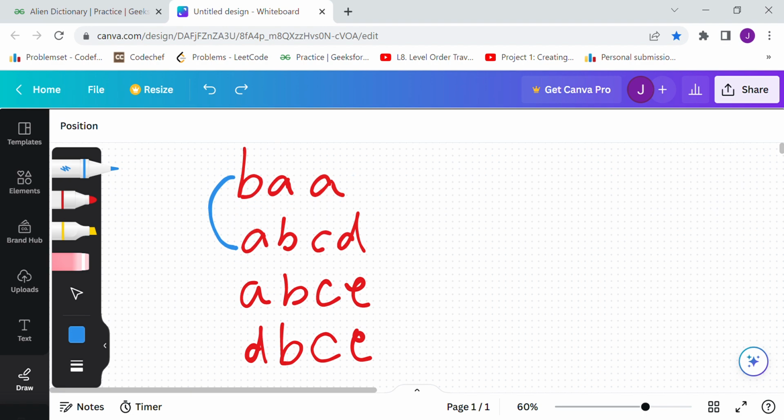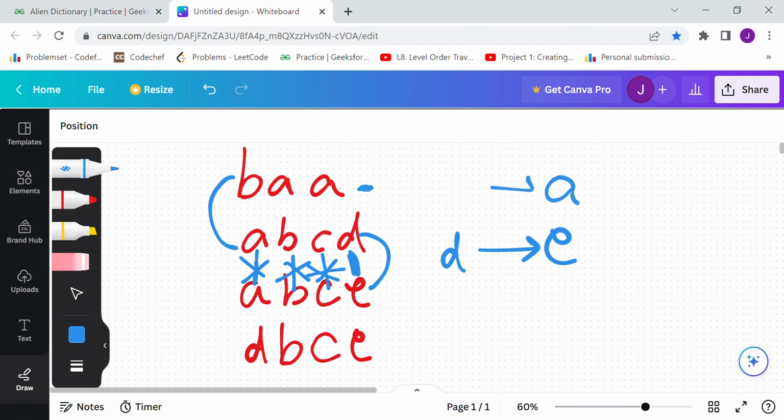Then if we compare ABCD with ABCE, it will say okay, A is same, let's move to next. B is same, move to next. C is same, move to next. Okay, D and E. So by this we will understand that E always comes after D, and in this we saw that A always came after B. And C always came after D.